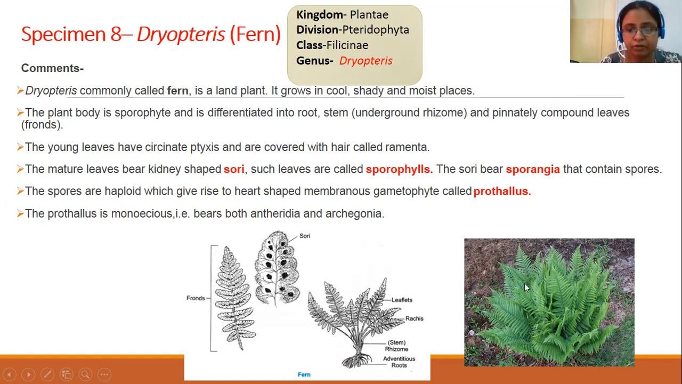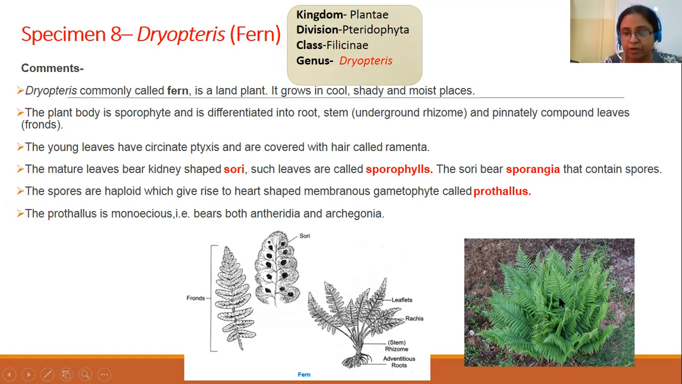Now these are the ferns. See, here you can see these pteridophytes. Why are they called pteridophytes? Because they have feather-like leaves. That's why commonly they are called ferns. Commonly they are called ferns or pteridophytes. Fine. So this Dryopteris is commonly called a fern.